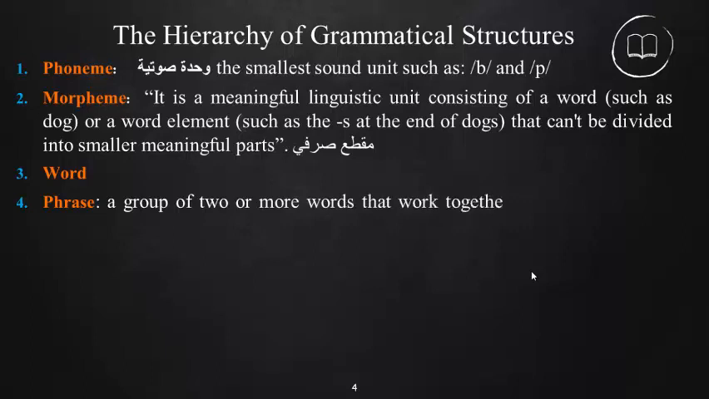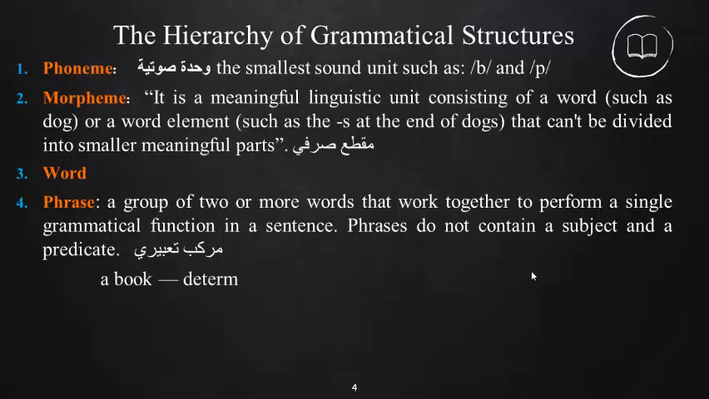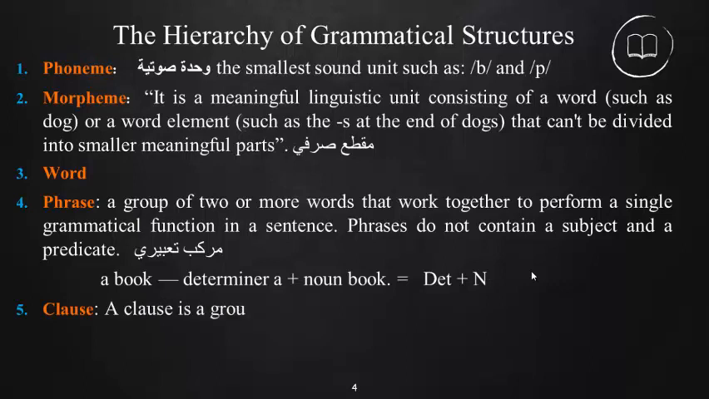Then phrase. Phrase doesn't have the meaning it has in French. A phrase is a group of 2 or more words that work together, that go together to perform a single grammatical function in a sentence. And phrases don't contain a subject and a predicate. For example, a book is a phrase. So a is the article, which is a determiner, and book is the noun. So this phrase contains 2 components.